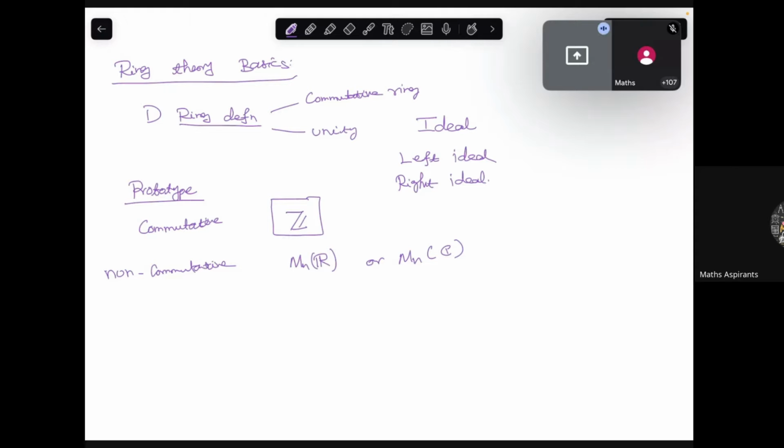Okay, so non-commutative, interesting. For example, the matrix ring has many left ideals. Also, it has many right ideals. But if you say only two-sided ideals, there are only zero and itself. Even this is true for M1 of F, any field.